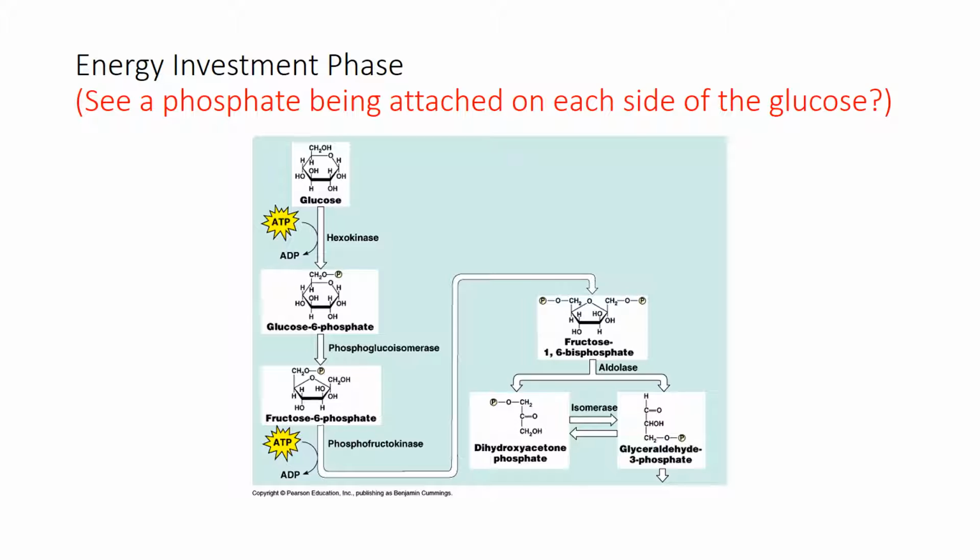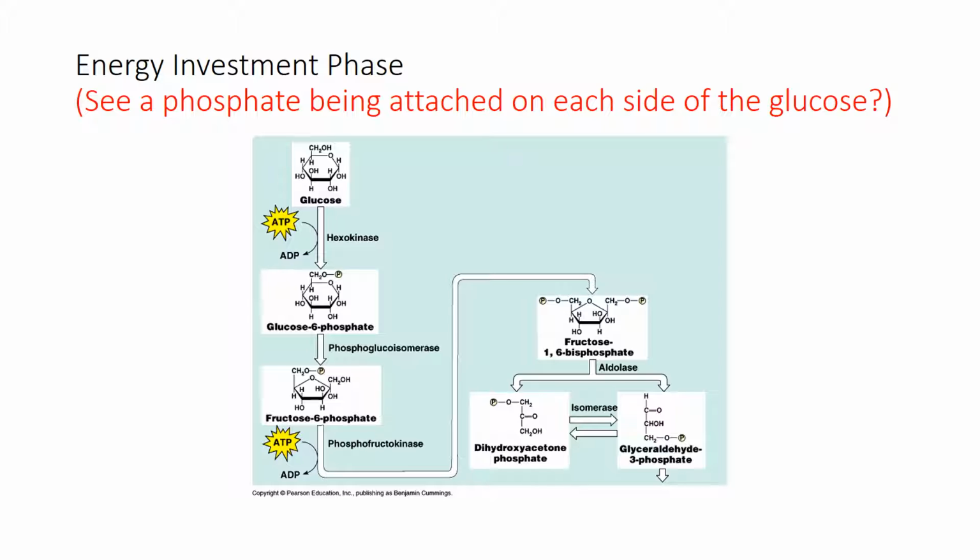Then we have another enzyme, phosphoglucoisomerase. An isomer has the same number of atoms in a molecule as another molecule. They are just arranged differently. And if you look at glucose 6-phosphate and fructose 6-phosphate, same number of carbons, same number of oxygen, same number of hydrogen, same number of phosphates. They're just rearranged in a different shape. And remember, in biology, shape determines function.